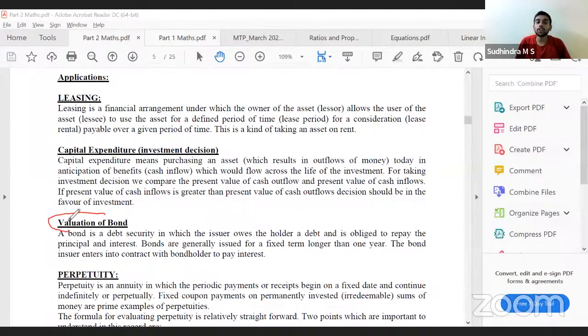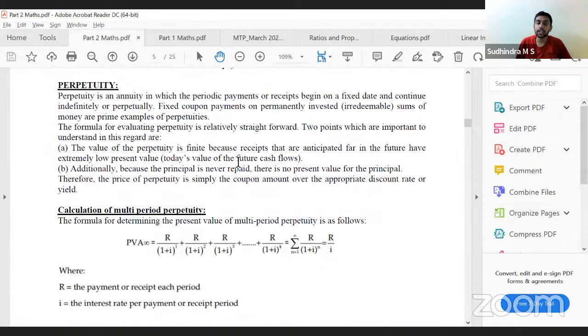Similarly, for valuation of bond, what is a bond? It's a kind of a deposit wherein they'll accept money in consideration for interest for a particular period of time. So how will the interest be fixed with regard to that bond? Based on this concept of time value of money. So these are some of the applications of time value of money.